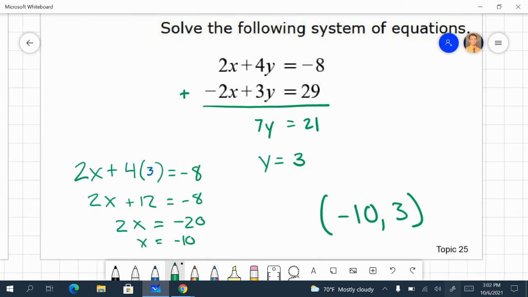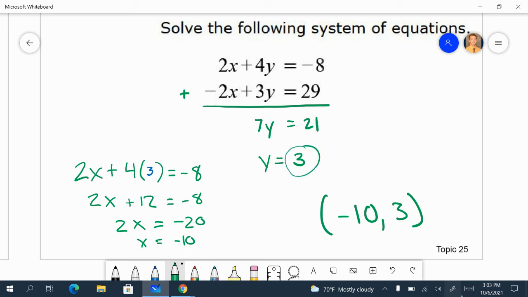Topic number 25. I used elimination on this one too. They were both in standard form, so all I had to do was add these together. I'm adding them together because we had a positive 2 and a negative 2, and those would cancel out if I add them. I got 7y equals 21. Solved for y, got y equals 3.